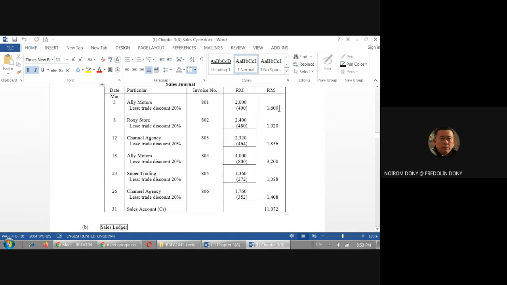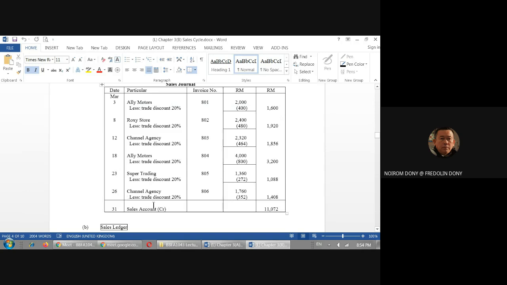So this is your reference to do the first step and the second step. Remember, this is the first step: 1006, 1920, 1856, 3200, 1088, 1408. Meaning you have to record in the sales ledger individually. So individual amount, individual date, according to the date of transaction. 1920 on the 8th, 1856 on the 12th, 3200 on the 18th, 1088 on the 23rd, and then 1408 on the 26th.